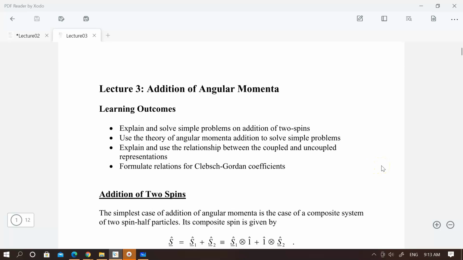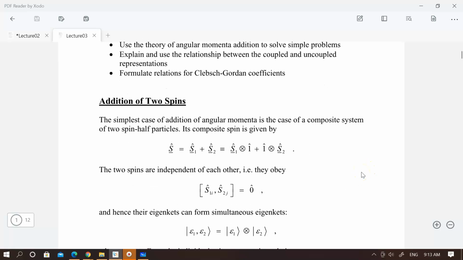Okay, so the simplest case of addition of angular momentum is the addition of two spins. So in other words, what one should have in this particular case is to consider a composite system of two spin half. These two spin halves are essentially independent of each other. So the addition of two spins is really the addition of this spin operator S1 on one Hilbert space, and the other will be acted upon by an identity operator. And then this one will be the identity operator on the first Hilbert space, and then S2 is acting on the second Hilbert space.